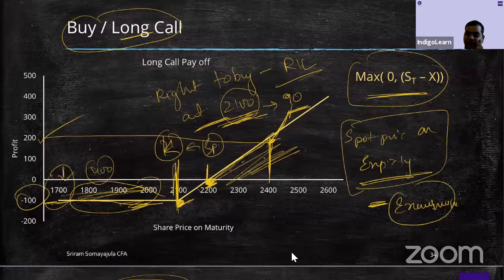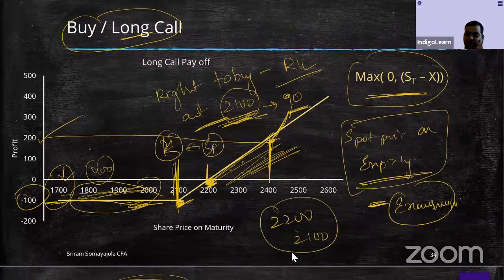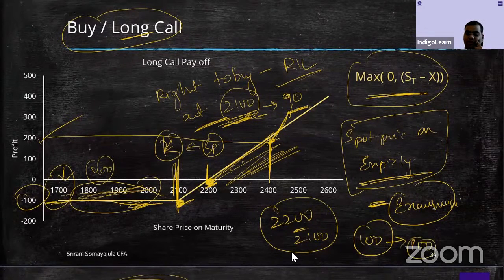Let us say on this day the spot is 2,200. Exercise price is 2,100. So the difference between these two is 100. So your profit on that day is max of 0 or 100. This 100 again will get reduced by your premium of 100, so it will become 0. Ignore the premium for a moment. The payoff is basically your spot minus exercise price.